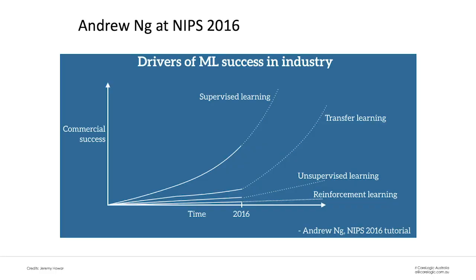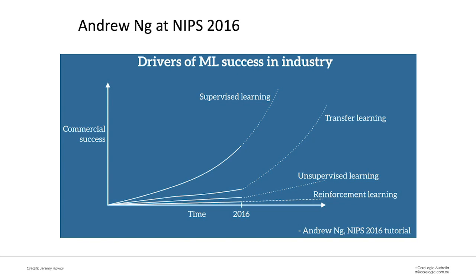That's not me saying it. That's Andrew Ng saying it at NIPS 2016. NIPS is a machine learning conference that happens annually. And he said in 2016 that transfer learning is going to be the next big thing for commercial success after supervised learning. And he predicted that in 2016.